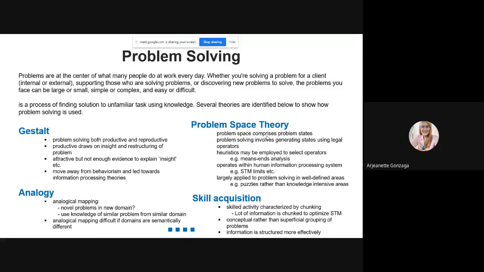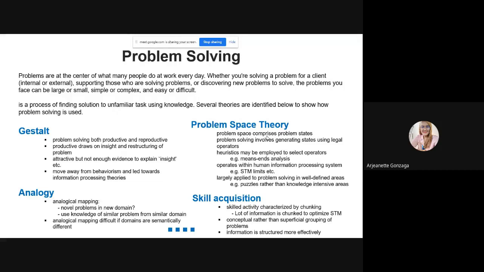So it is the process of finding a solution to an unfamiliar task, using knowledge. Several theories are identified below to show how problem solving is used. We have the Gestalt, the problem solving both productive and reproductive. Productive draws on insight and restructuring of problems. So attractive, but not enough evidence to explain insight, etc. It moved away from behaviorism and led towards information processing theories.